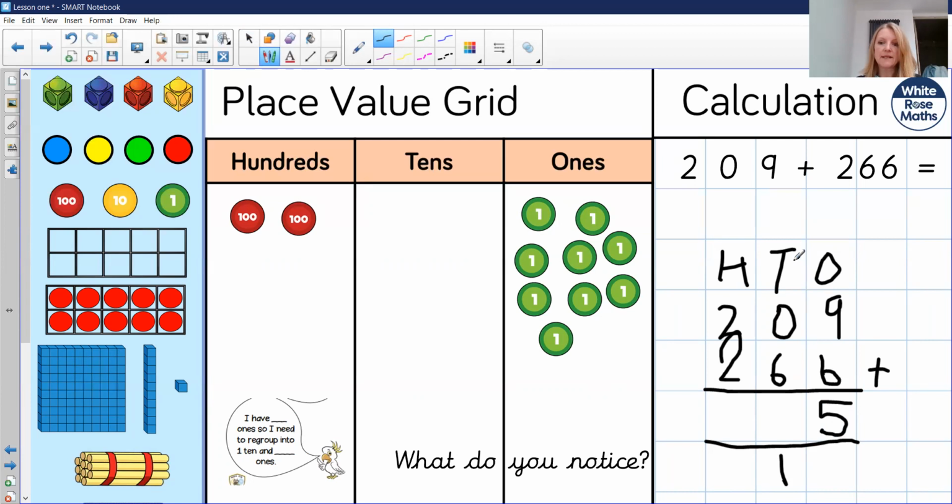Now I can add up my tens column, no 10s and 6 10s and 1 10. So 60 add 10 is 70. And 200 add 200 would be 400. Well done. 475 should be your answer.